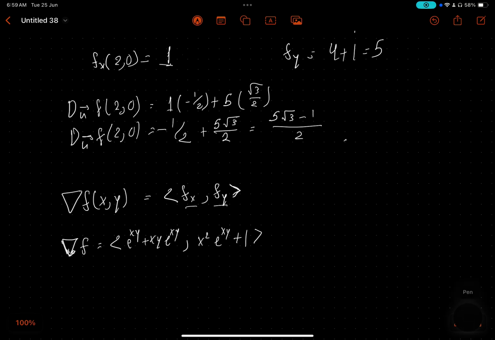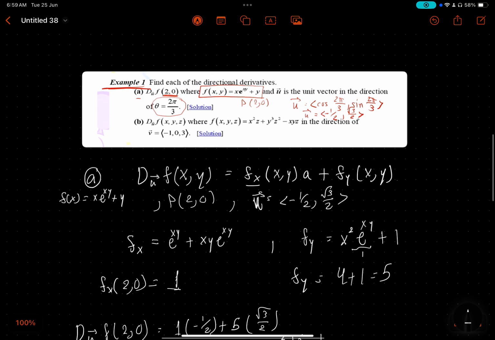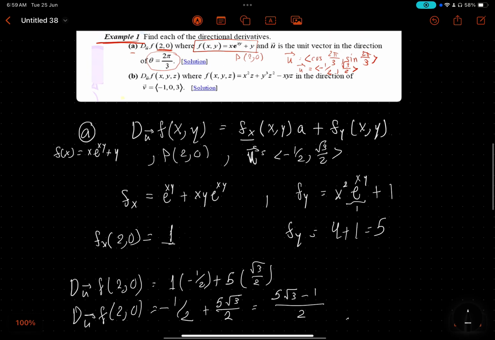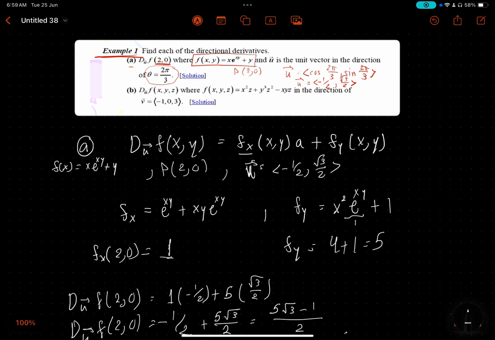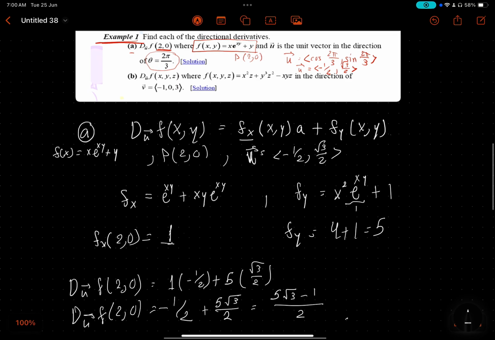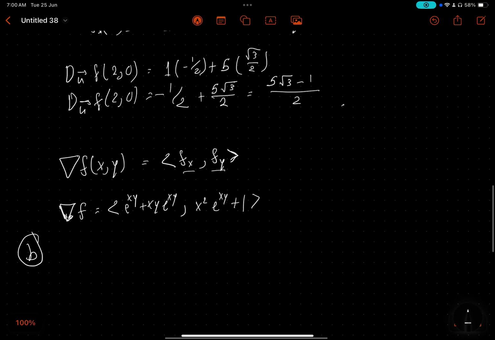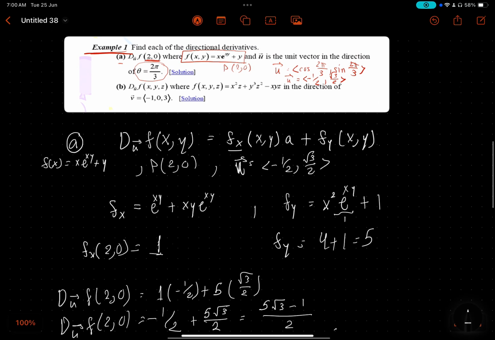So let's use the gradient for our next example. We can illustrate this better. So part B wants the directional derivative of f of x, y, z. Now see, there are three variables now. We're gonna show you how to do it. It's easy, you just add another term to the formula. And the directional derivative is gonna be in the direction of v. So now we want to find the directional derivative in the direction of v. So let's write down the function f of x, y, z, a function of three variables, x squared z.